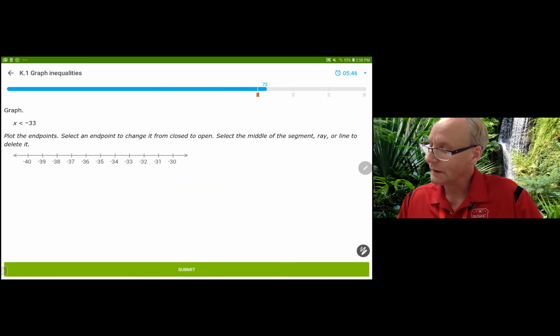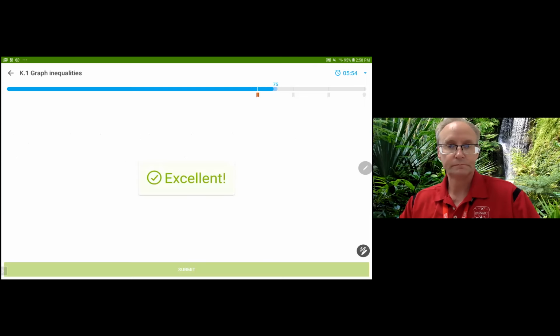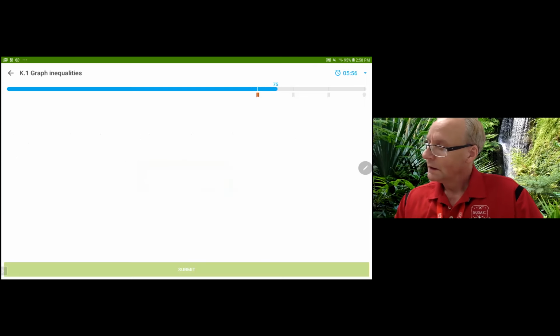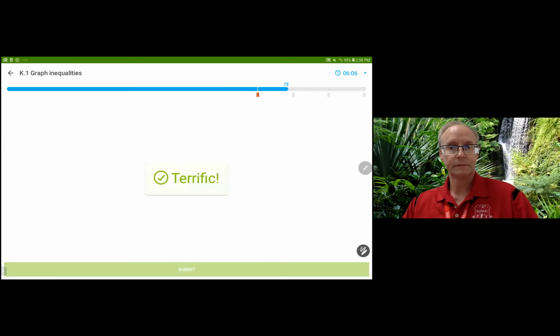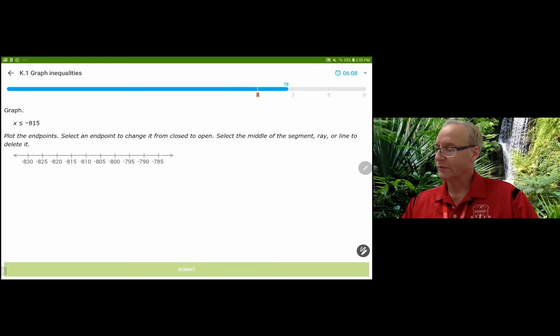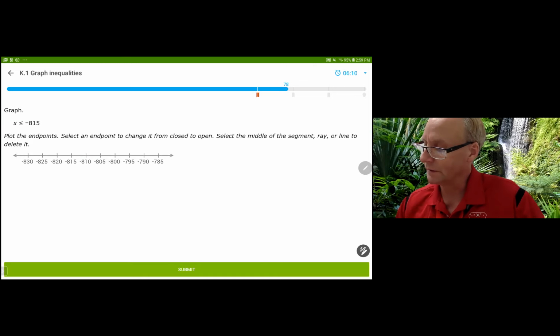Negative 33, and we want it less. There it is. But we don't want to include it. And negative 22. And we do want to include it. Now what they might do is put the variable on the wrong side. That's a possibility.